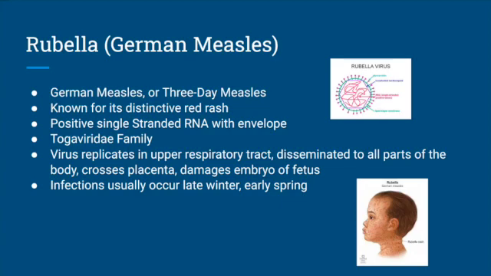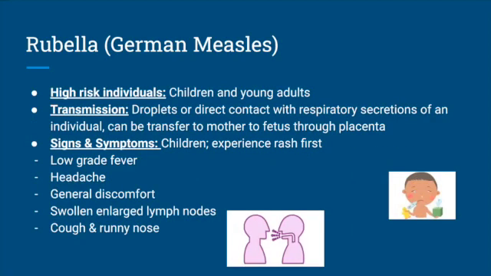This virus replicates in the upper respiratory tract, disseminates to all parts of the body, crosses the placenta, and damages the embryo or fetus. Infections in children usually occur in late winter and early spring. High-risk individuals are children and young adults, and even higher risk for pregnant women.